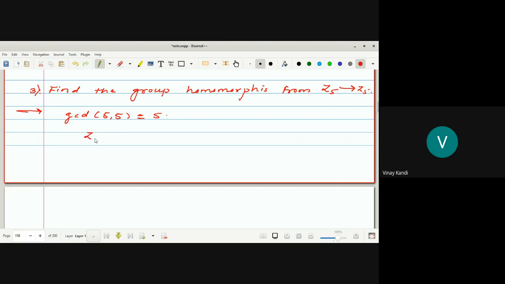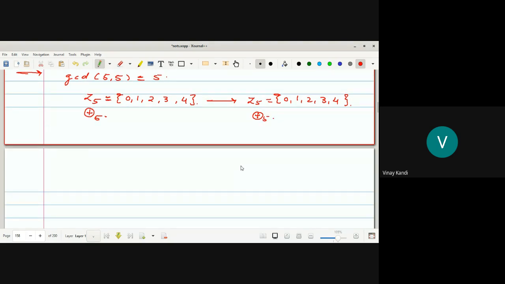Now what are the elements in Z5? 0, 1, 2, 3, 4. This is Z5 to Z5. Again, what is Z5? 0, 1, 2, 3, 4. What is the operation here? Addition modulo 5. Here again addition modulo 5. Now we have to find the functions such that the function is a homomorphism. Now what is the possibility?